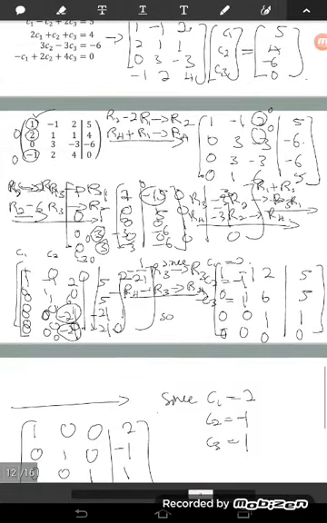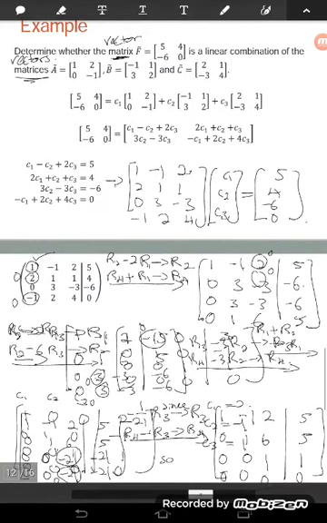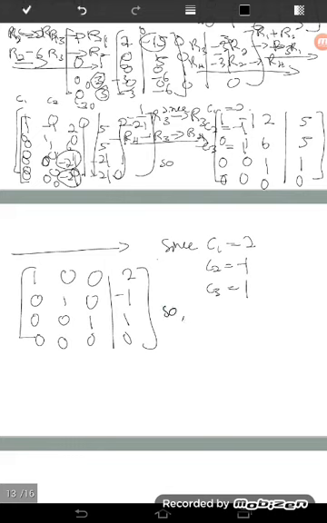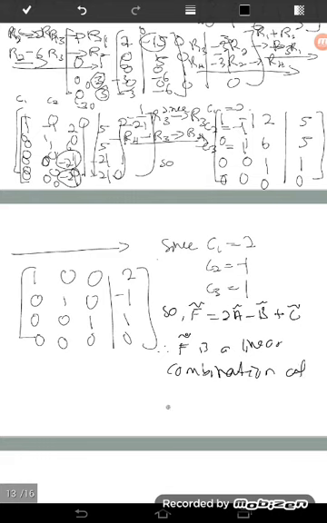Okay, so since we have C1, C2, C3, therefore matrix F is equal to 2 times A minus 1 times B plus 1 times C. So therefore F is a linear combination of A, B, and C. Okay.